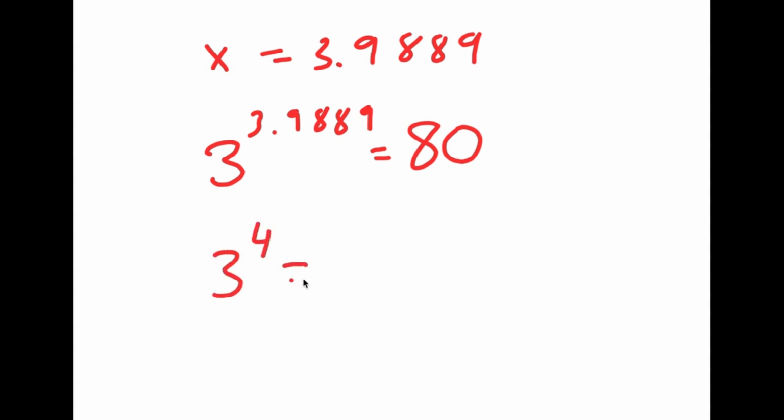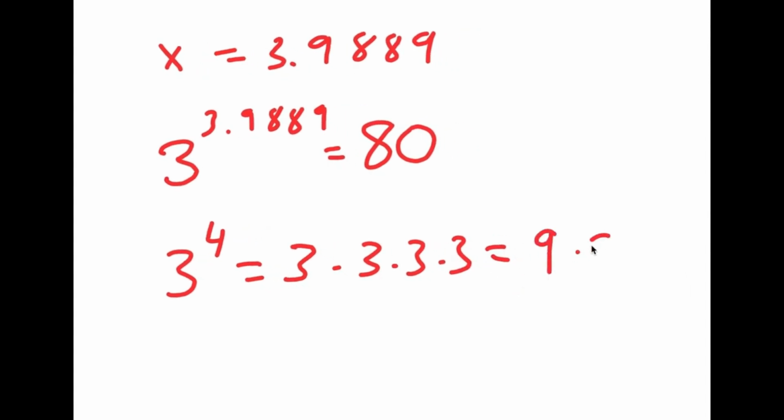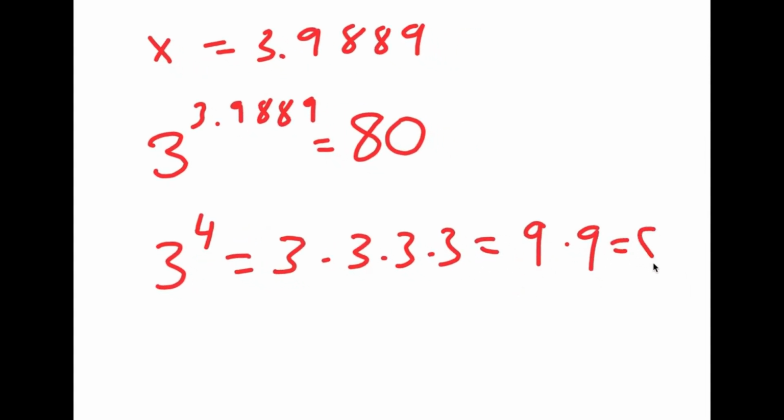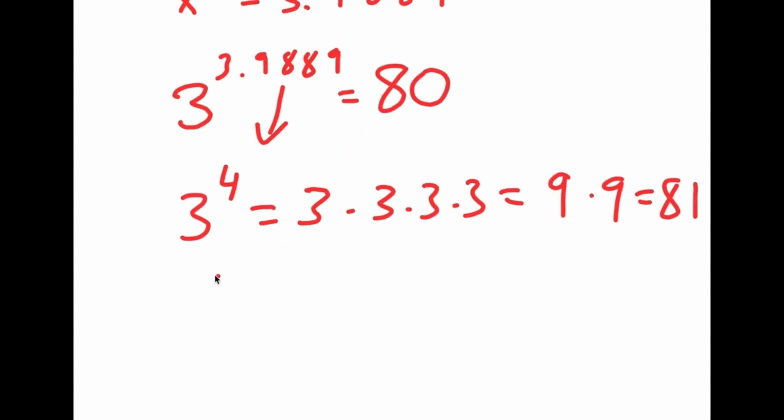So let's first find the value of 3 to the power of 4. 3 to the power of 4 is the same thing as 3 times 3 times 3 times 3, which is the same thing as 9 times 9, which is equal to 81. Now 3.9889 is a little less than 4, meaning we can estimate that it's going to be around 1 less than 81. So it's safe to say that 3 to the power of 3.9889 is close to the value of 80.